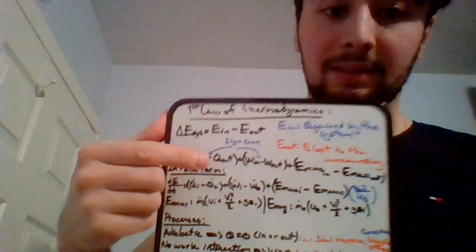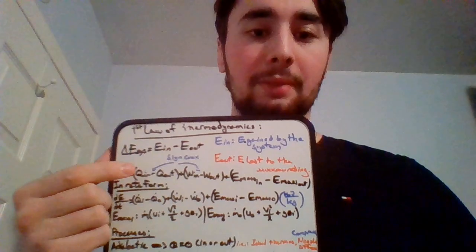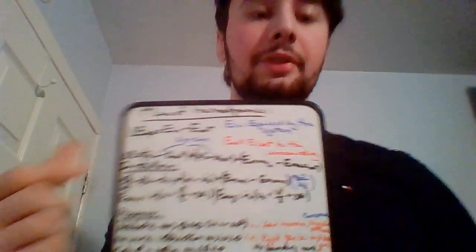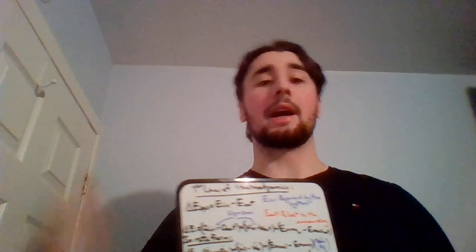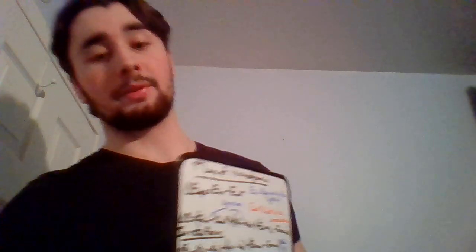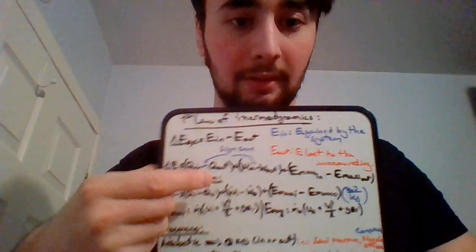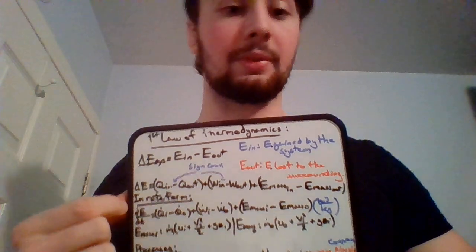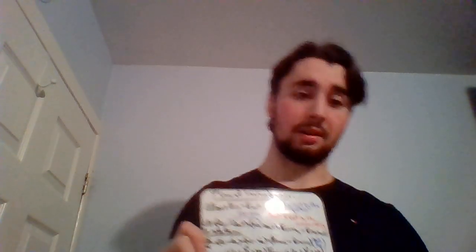First, I want you to pay attention to the sign convention. When we have E in, energy gained by the system, that would be a positive value. But if we have energy going out of the system, leaving to the surroundings, you see here the out values all have a negative in front of them, so that's negative, because the system has lost energy.